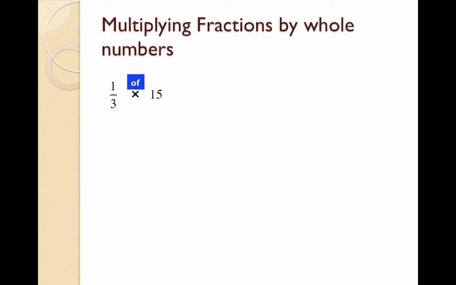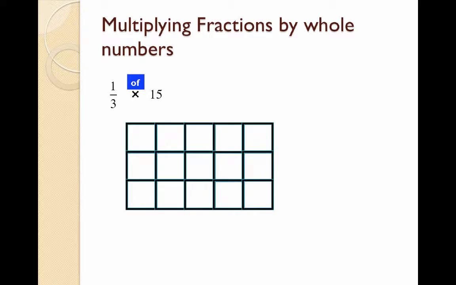Let's say that I had 15 squares and I want to find 1/3 of them. That means I'm going to colour in 1 out of every 3. So out of this 3, I'm going to colour in 1 of them. Out of this 3 I'm going to colour in 1 of them, in this 3, and this 3. I've now coloured in 1 out of every 3 in that 15 squares. This gives me a total of 5 squares coloured in. So 1/3 of 15 is 5.